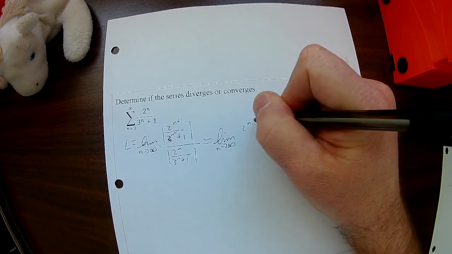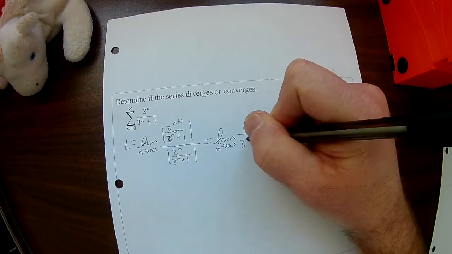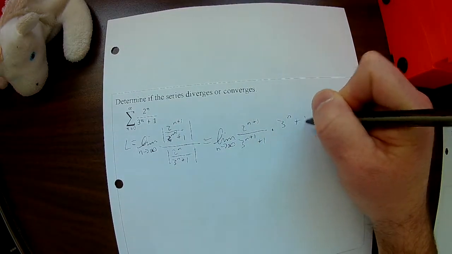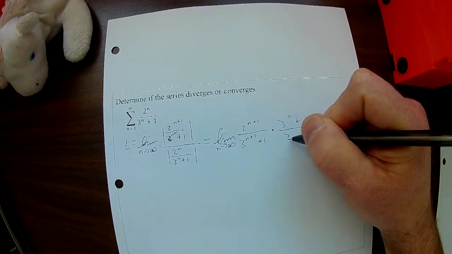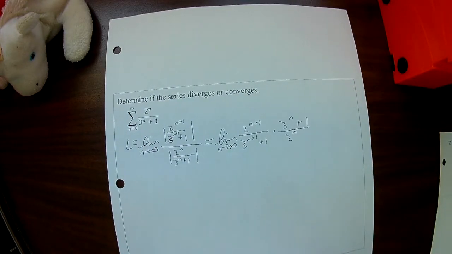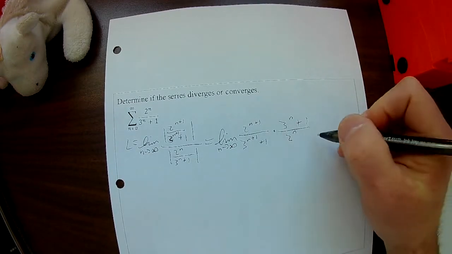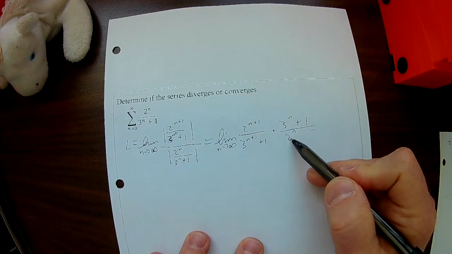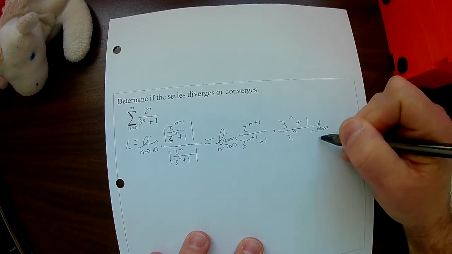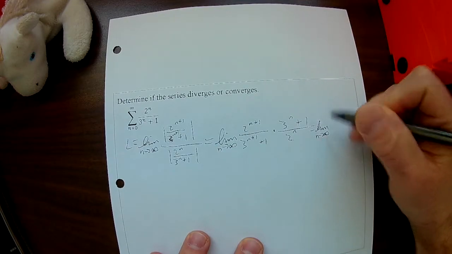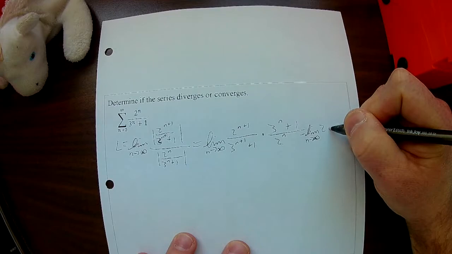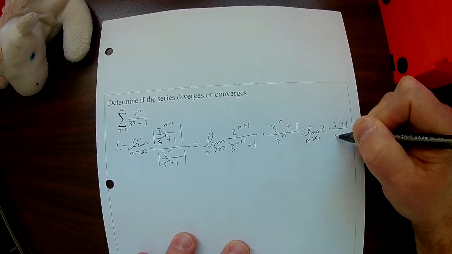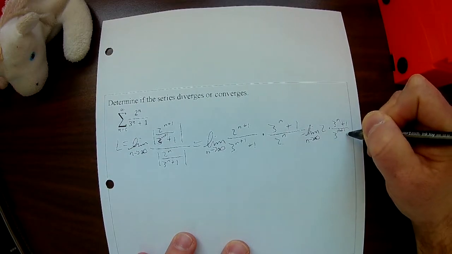Here, we're going to have 2 to the n plus 1 over 3 to the n plus 1 plus 1, times 3 to the n plus 1 over 2 to the n, right? Just taking the reciprocal of that. Well, it looks like some easy stuff to toss out here. I've got 2 to the n plus 1 divided by 2 to the n. That just becomes 2 times 3 to the n plus 1 over 3 to the n plus 1 plus 1.